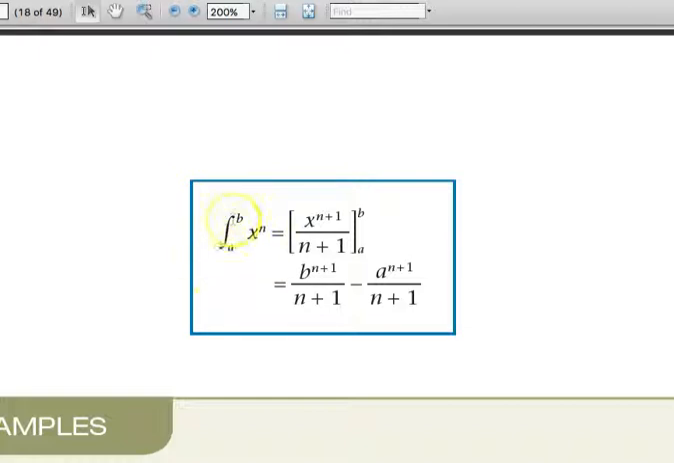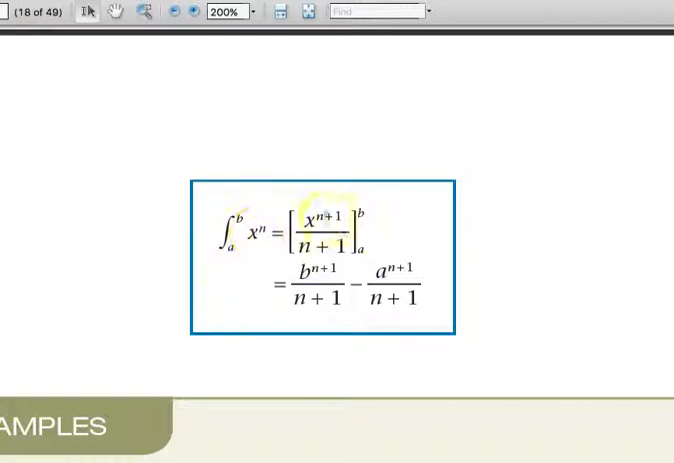So therefore the integral between b and a of x to the power of n is x to the power of n plus 1 over n plus 1. Then we put these square brackets because we're going to substitute for b and a. So you already know that finding the primitive function of x to the power of n is x to the power of n plus 1 over n plus 1. But this is called a definite integral when you've got values to substitute.